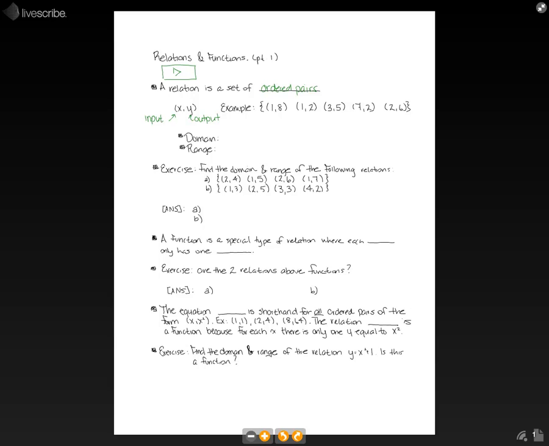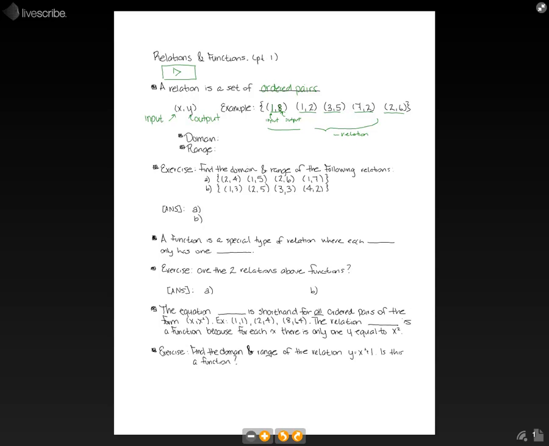So you can see for this example, we have the set (1, 8), (1, 2), (3, 5), (7, 2), and (2, 6), where we have all of them in the form (x, y). So (1, 8) is (x, y). X is our input, so 1 is our input, and 8 is our output. And this whole thing is going to be a relation.